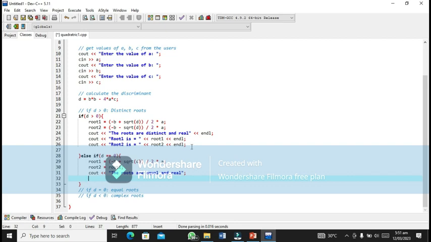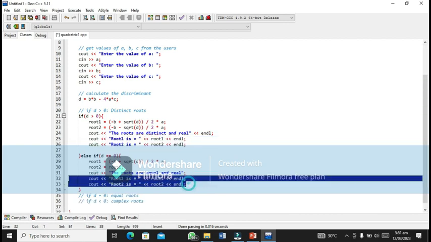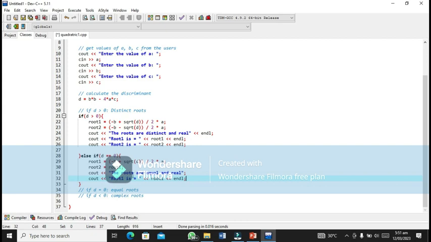Okay, let's do this, Ctrl C, Ctrl V, and delete this. We have cout root 1. Since the roots are equal, root 1 is equal to root 2, which is equal to root 1. So what this means is that root 1 is equal to root 2, telling the user that root 1 is equal to root 2, and the values are this. So you can format the output the way you like.